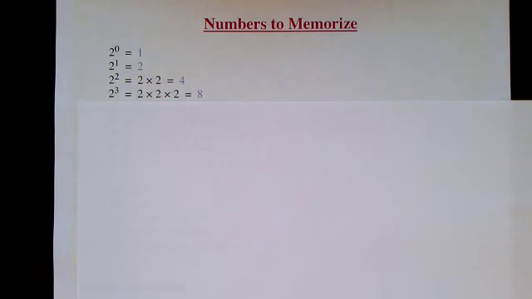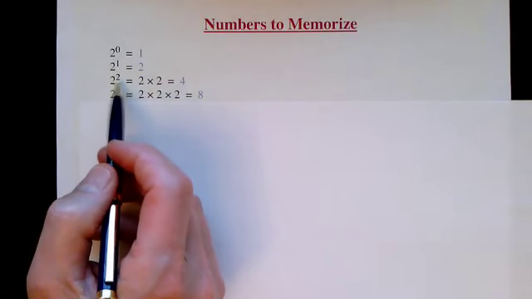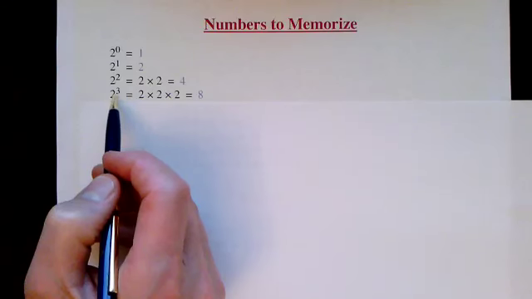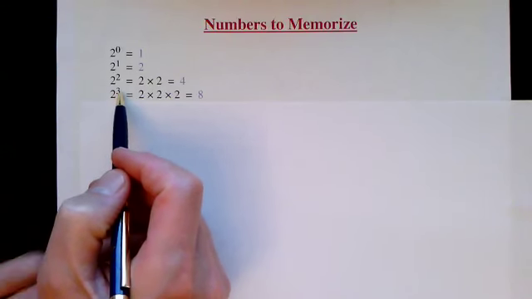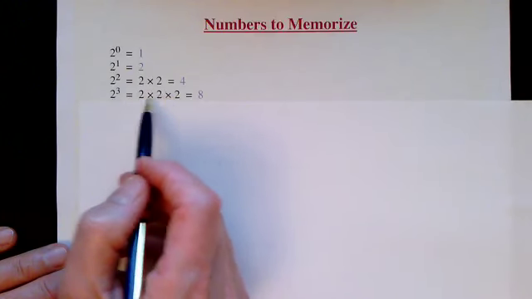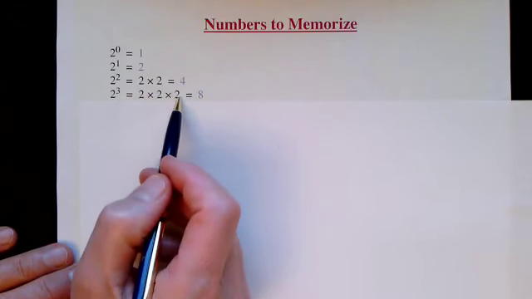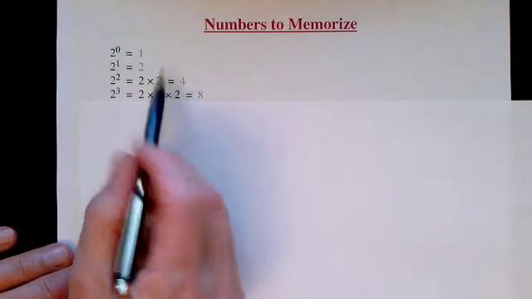Before we get started, I want to remind you how exponentiation works and point out a few numbers that it's important for you to memorize. Remember that when we raise something to a power, like 2 raised to the third power, it means to multiply that thing by itself, in this case 3 times. So here's 2 to the third power. It's 2 times 2 times 2, 3 times, which is 8.